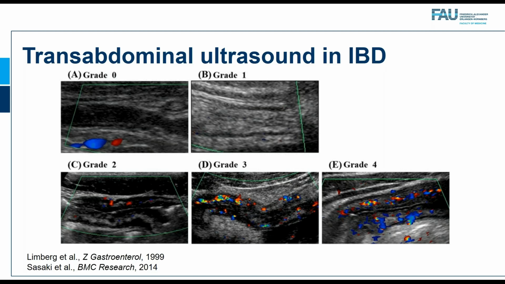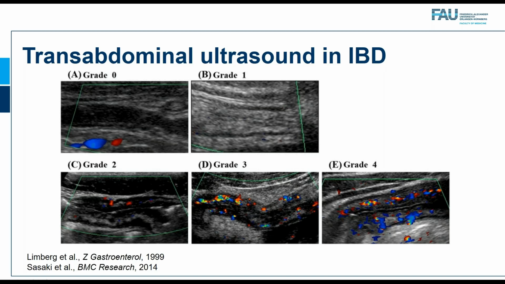There has also been a lot of research on how ultrasound can be used to assess disease activity in IBD patients. One possibility is the Limberg score, which evaluates the thickening of the intestinal wall and also the vascularity, which is measured by color Doppler sonography. There you can grade disease activity from 0 to 4 based on thickening and, of course, the increase of vascularization.